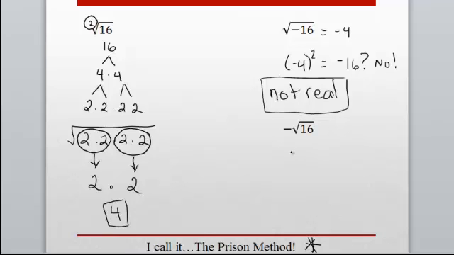So how about this one? Is it the same? Well, this one is different because the negative is on the outside of the radical. In this case, the negative just stays there. And the square root of 16 we've already determined to be 4.